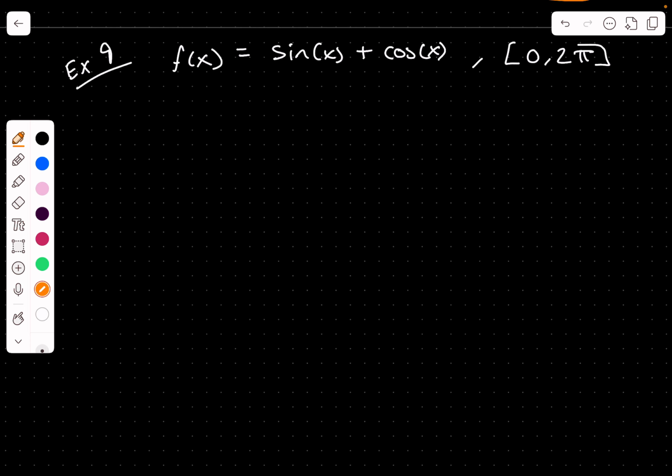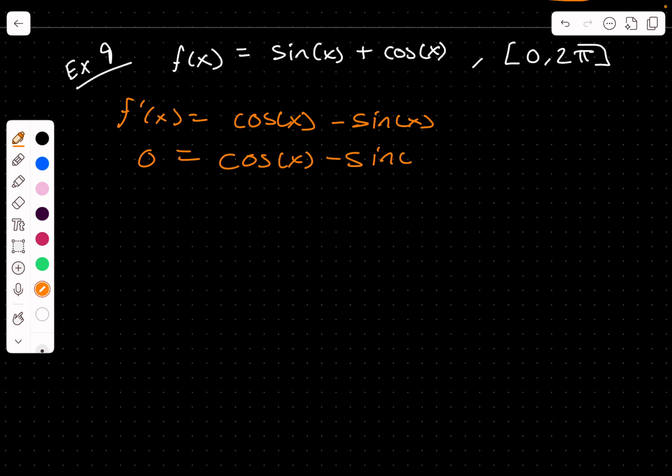So our first rule is to define the derivative of the function. All right, the derivative of sine of x is cosine of x. The derivative of cosine of x is negative sine x. So what I'm literally going to do is set this equal to 0, and then I'm going to move sine of x over to the left side.